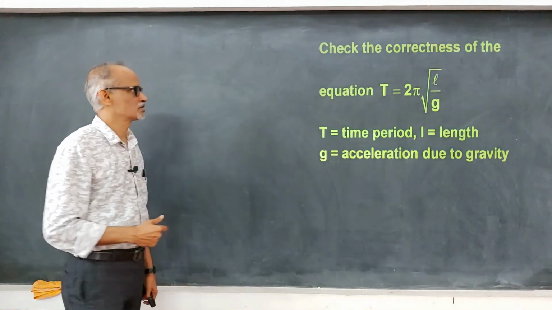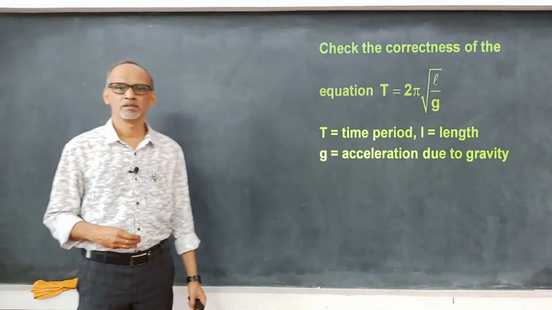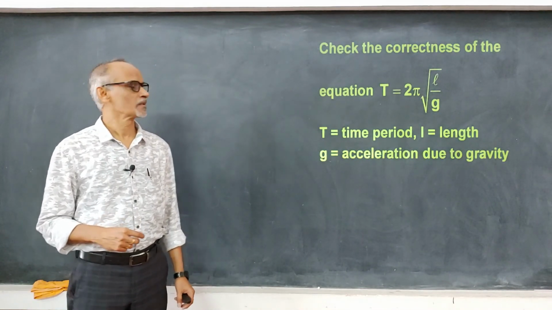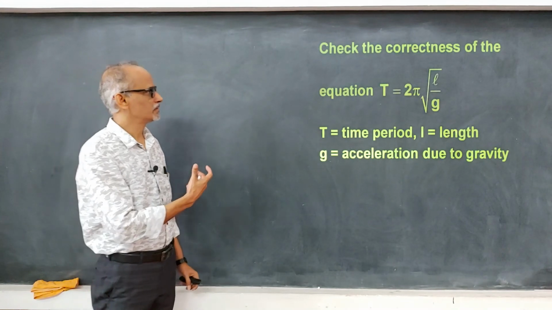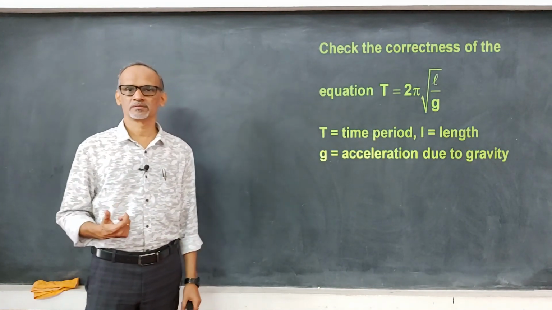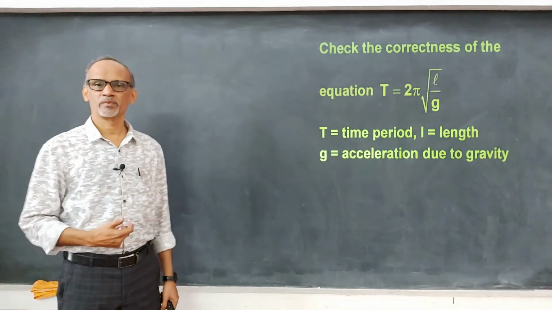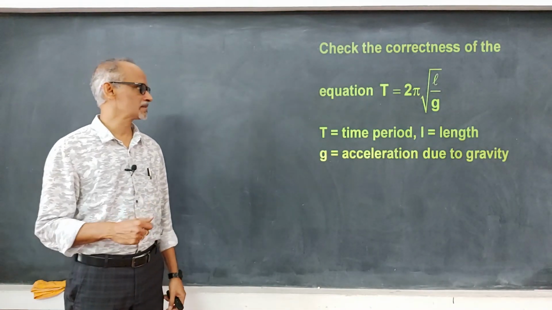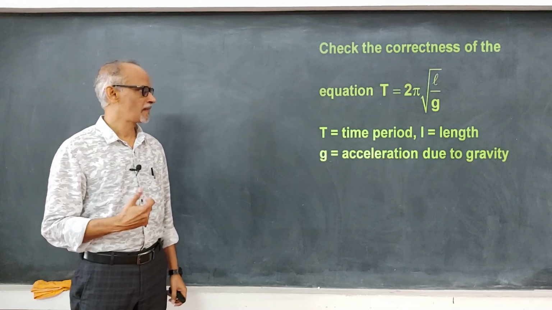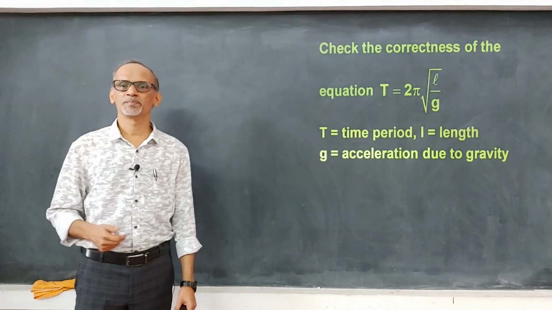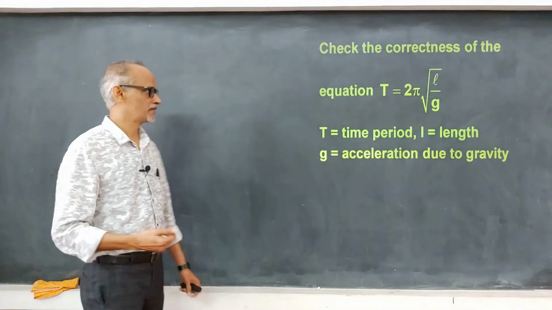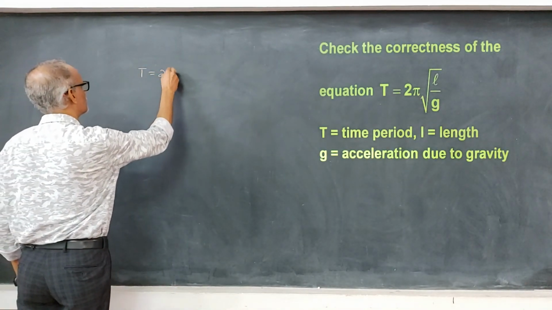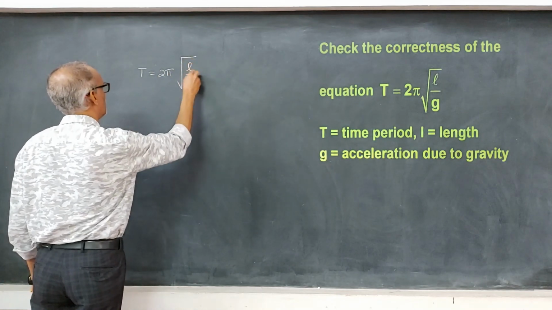The question is, check the correctness of the equation t is equal to 2 pi root of L by g. We have already used this equation in the derivation, but here the question is to check the correctness of the following equation, where t is the time period, L length, g acceleration due to gravity, and 2 pi is the constant. So, first let us write the equation, which is t is equal to 2 pi root of L by g.